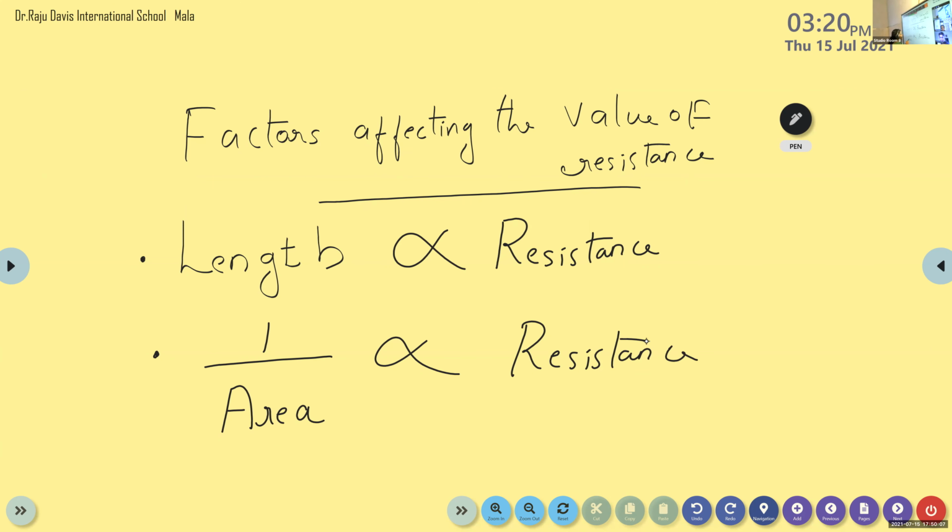If it is directly proportional, the area comes in the numerator. Since they are inversely proportional, this area is right in the denominator. Is it clear? Yes, ma'am.